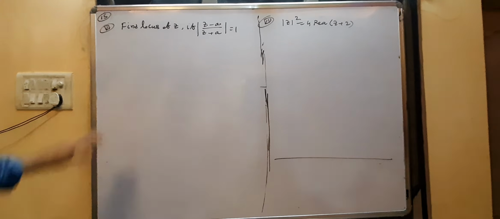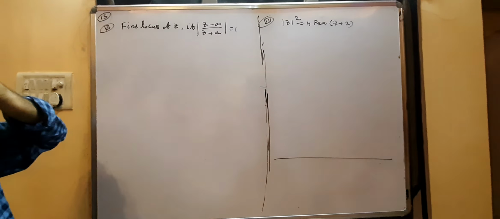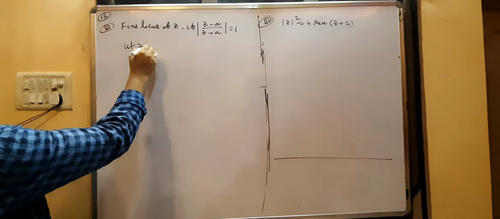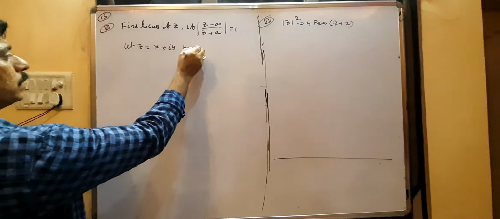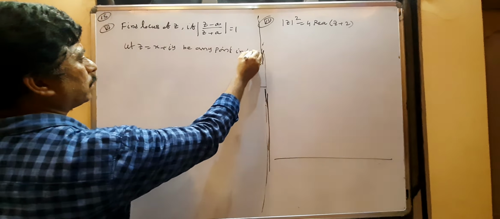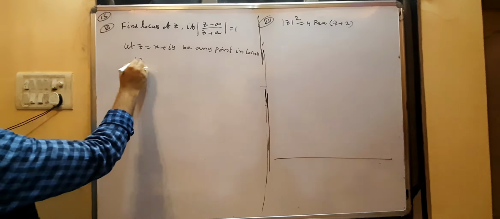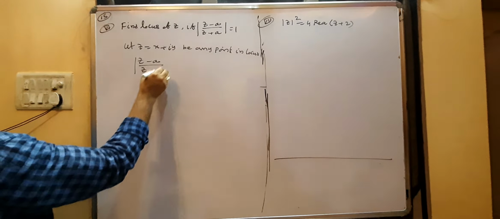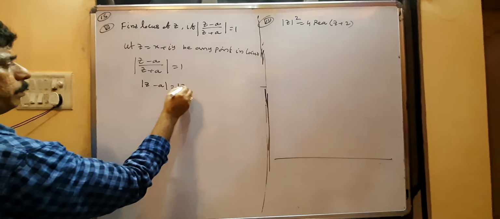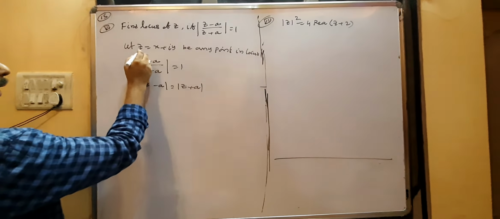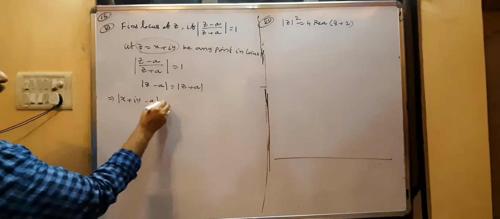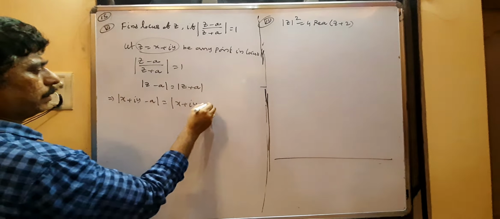Coming to the next question, 6th bit, 7th bit. Find the locus of z if mod of (z minus a) by (z plus a) equal to 1 is given. You have to take z equal to x plus iy, any point in the locus. What is given? Mod of (z minus a) by (z plus a) equal to 1. Bring the denominator to the right side, that becomes mod of (z minus a) equal to mod of (z plus a). What is the z value? x plus iy.